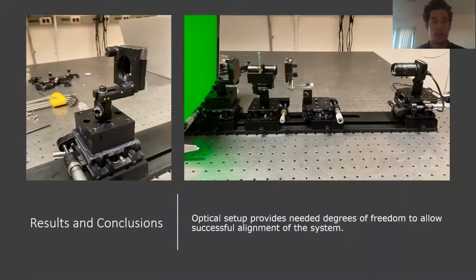So one of the key aspects of this project was picking our mounts and holders such that our optical setup provided the needed degrees of freedom to allow successful alignment of the system. We can see in the picture on the left that we are controlling the tip tilt as well as the X, Y, and Z movement for our selection of optical mounting components. And this allows us to successfully align the system.